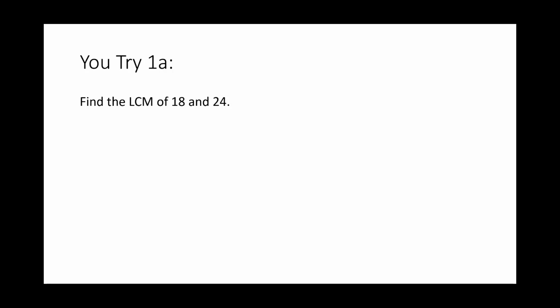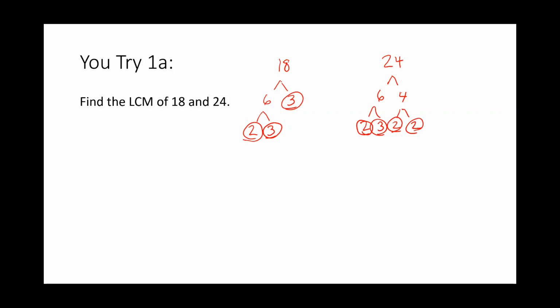Now that you've tried it on your own, let's do it together. So our prime factors of 18 are 6 times 3. 6 is 2 times 3. So here's all of our prime numbers that multiply to give us 18. How about 24? 24 is 6 times 4. 4 is 2 times 2. 6 is 2 times 3. These are all prime numbers, so we're good to go.